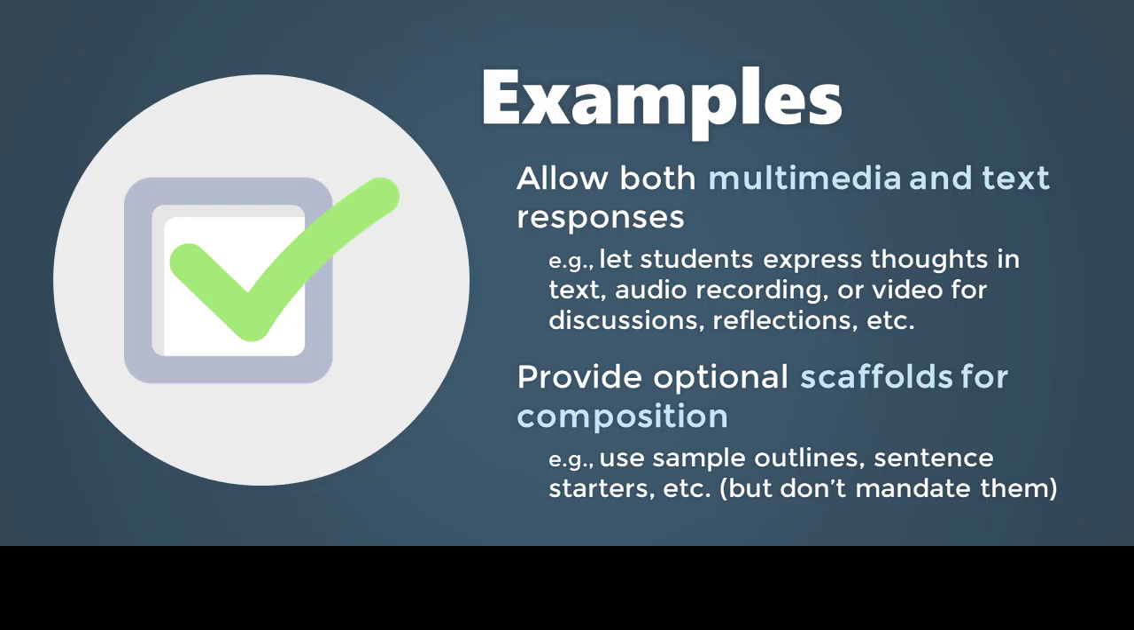Let's look at a few examples to check off some boxes from the list. First, allow both multimedia and text responses for assignments when possible. Let students express their thoughts in text, audio recording, or video. This is a great strategy to use when you're assessing content over format, such as in discussion posts or reflection assignments. Another example would be to provide optional scaffolds for composition, such as sample outlines or sentence starters. It's important not to mandate these, however, because you're trying to provide options, not create more barriers. The scaffolding should be there for students who need it and who want to use it, but students can choose to bypass the scaffolding and come at the assignment from a different angle.